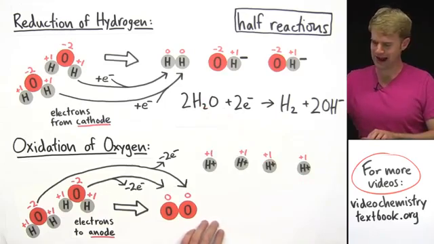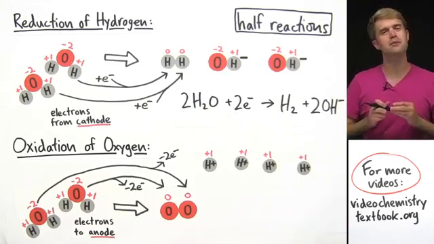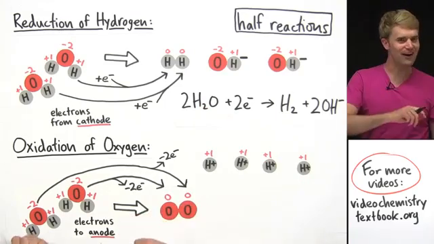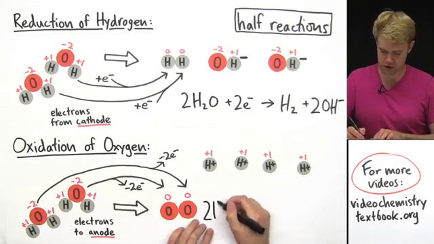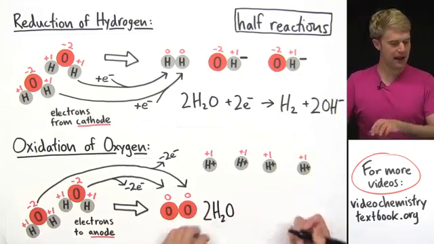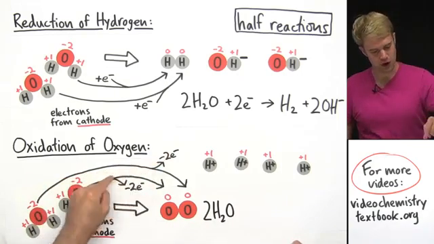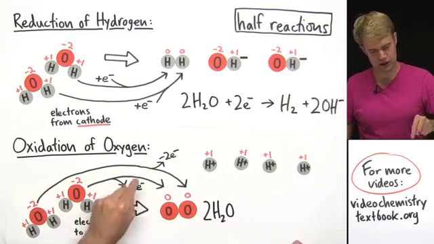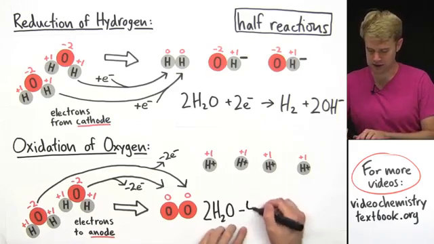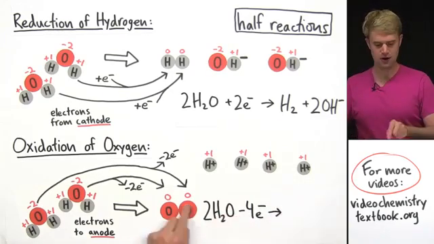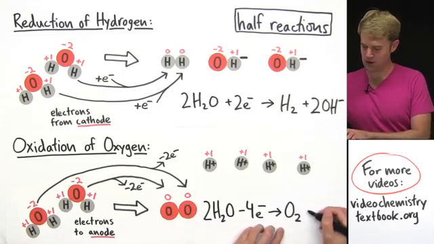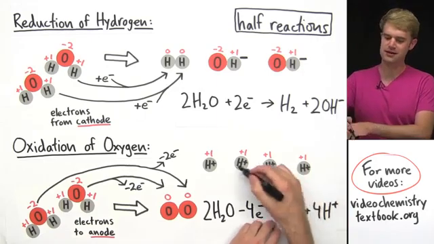Let's do the same thing that we did up here. Let's write a half reaction for the process. This is a little bit more challenging. As before, I'm going to write it incorrectly first and then we're going to fix it. Okay, so we start with 2 H2O and then we lose 4 electrons, -2, -2, so -4 electrons, and that gives us O2 plus 4 H plus, these up here.